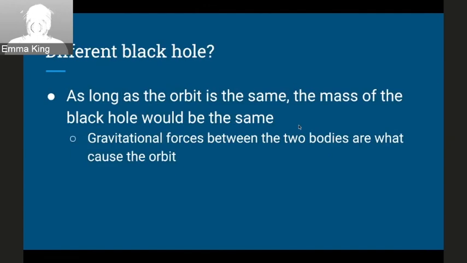And then if we use a different black hole, as long as the trajectory was the exact same, the mass of the black hole would be the same, because the mass of the black hole is what caused it to be on the route that it was on. So as long as it went on the same route and the same forces were acting on it, the same orbit, the mass of the black hole would have to be the exact same. Thank you.